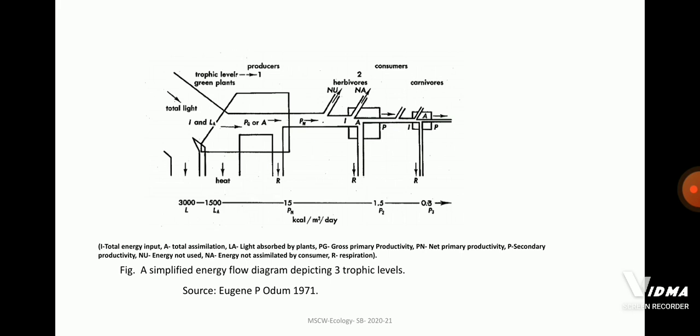Finally, a very important diagram, which is also called a simplified energy flow diagram depicting 3 trophic levels, can be very clearly seen in this slide. It's a diagrammatic representation that is very important to show the flow of energy and also to show the importance of the 2 laws of thermodynamics which operate in the ecosystem.